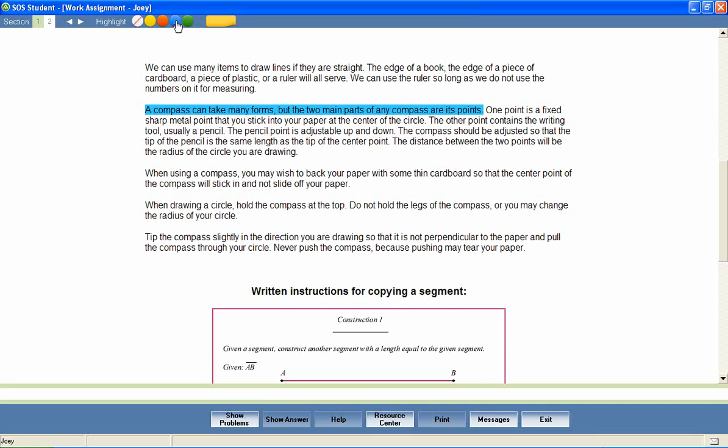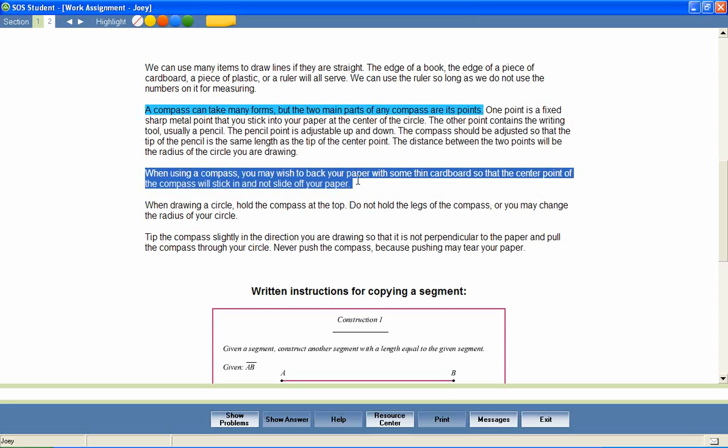Just as one would highlight portions of text in a traditional textbook, students can highlight text in their Switched On Schoolhouse lessons. Simply select a portion of text and select a highlighter color from the choices at the top of the page.